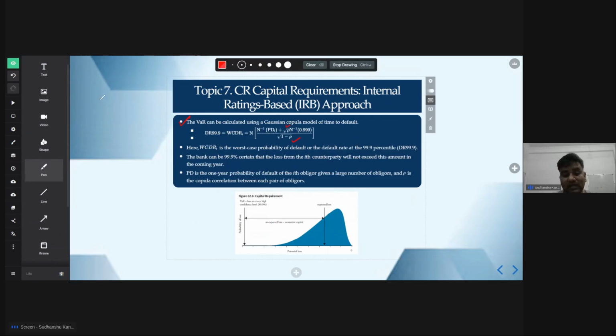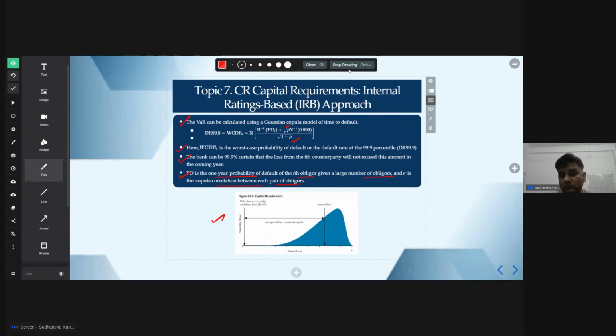Higher correlation means higher joint default risk, higher default risk at your 99.9%. If correlation is zero, default risk at 99.9% is equal to your probability of default, right? This highlights why your systematic risk drives capital, not your idiosyncratic risk. And then, if you look at the probability of default, it is the 1 year probability of default of the ith obligor given a large number of obligors, and correlation is the copula correlation between each pair of obligors, right?